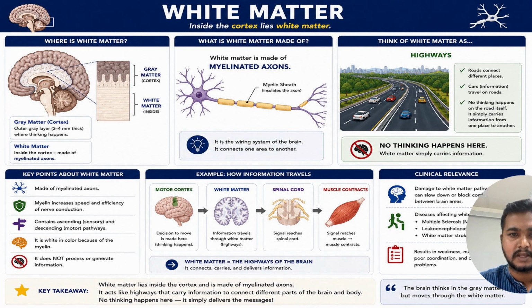Clinically, damage to white matter slows or blocks communication between different regions of the brain. This is why diseases such as multiple sclerosis, where myelin is damaged, cause weakness, numbness, poor coordination, and other neurological symptoms. So before we move on, remember this one high-yield rule. Grey matter thinks. White matter connects. If you remember that single sentence, you've already mastered one of the most tested concepts in neuroanatomy.